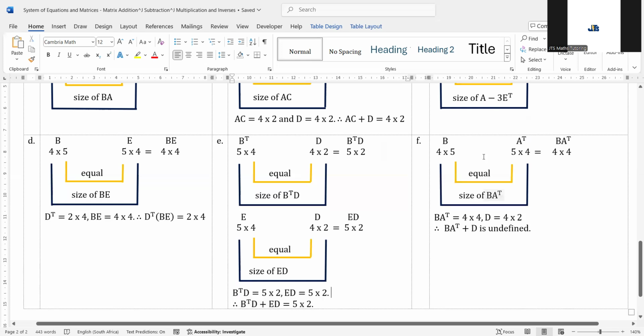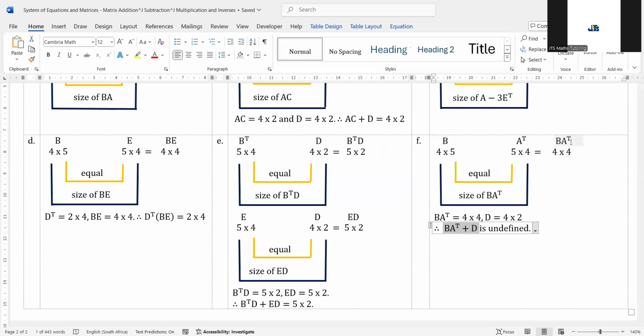Beautiful. Now let us look at F. This is what they want us to prove whether it is defined or not. Okay, cool. B is a 4x5. A transpose is a 5x4. The number of columns in B is equal to the number of rows in A transpose. That means B A transpose is defined, and it is a 4x4 matrix.